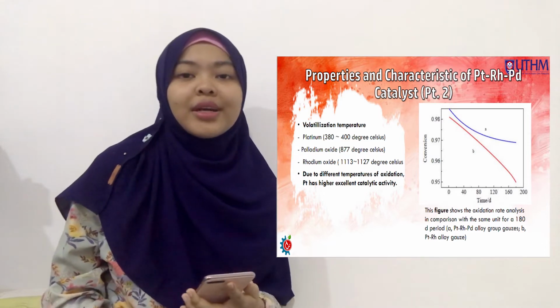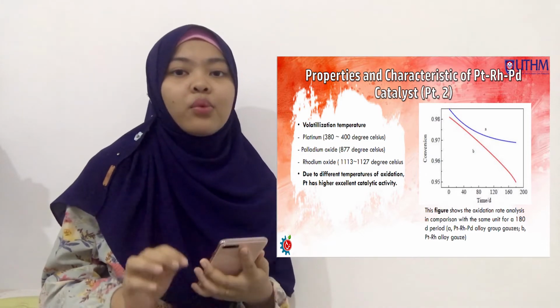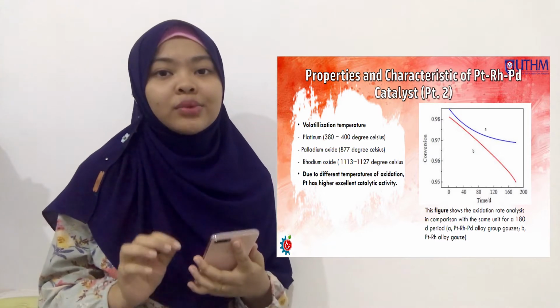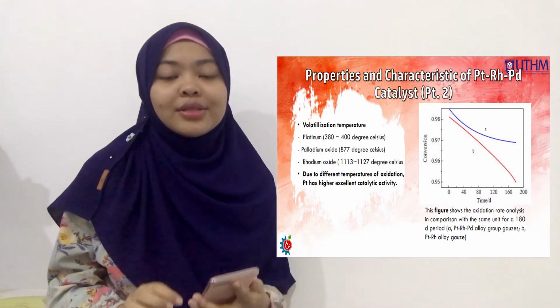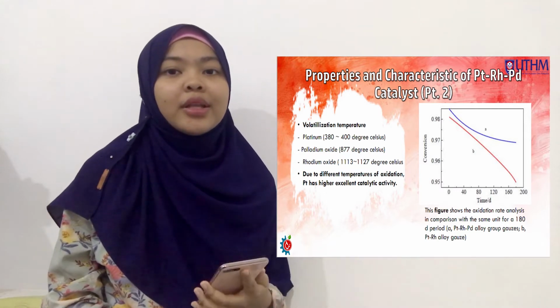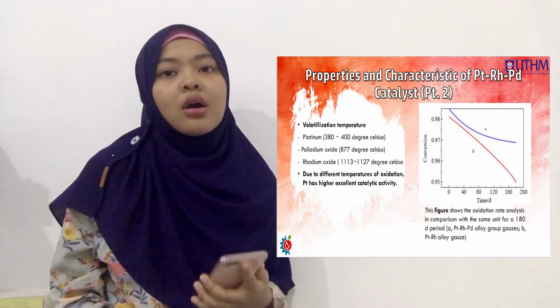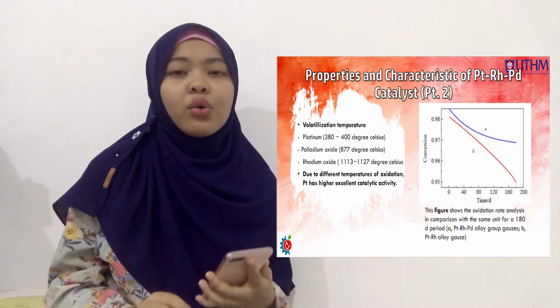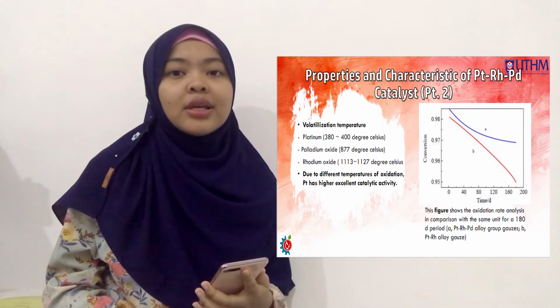For rhodium oxide it is 1113 to 1127 degrees Celsius. Generally, this oxide could inhibit catalytic reactions, while platinum always presents a new surface after the platinum oxide is volatilized.